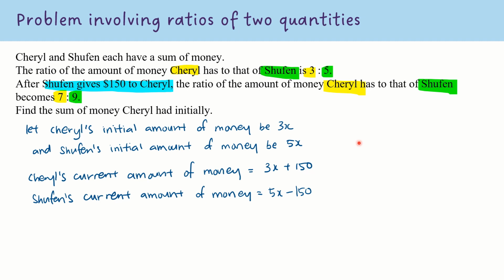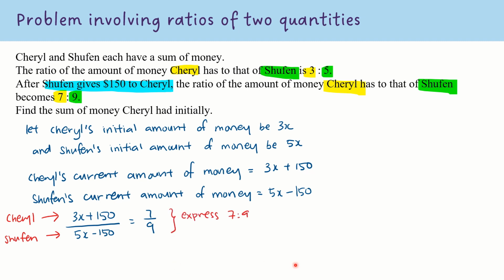But instead of writing it as a ratio, we can write things in fractional form. So we can have 3x plus 150 over 5x minus 150 equal to 7:9 or 7 over 9, where in this case our numerator is Cheryl's amount of money and in the denominator we have Shufen's amount of money. So what we did is to express 7:9 as its fractional equivalent of 7 over 9.